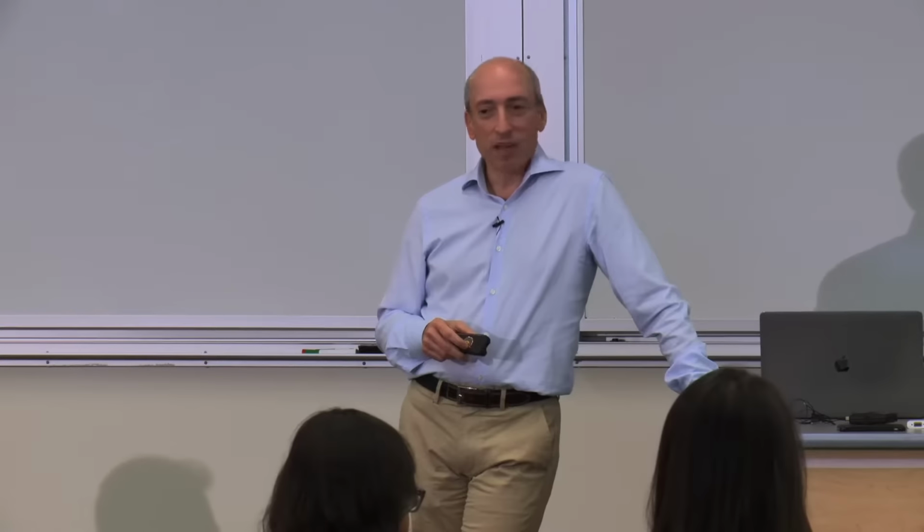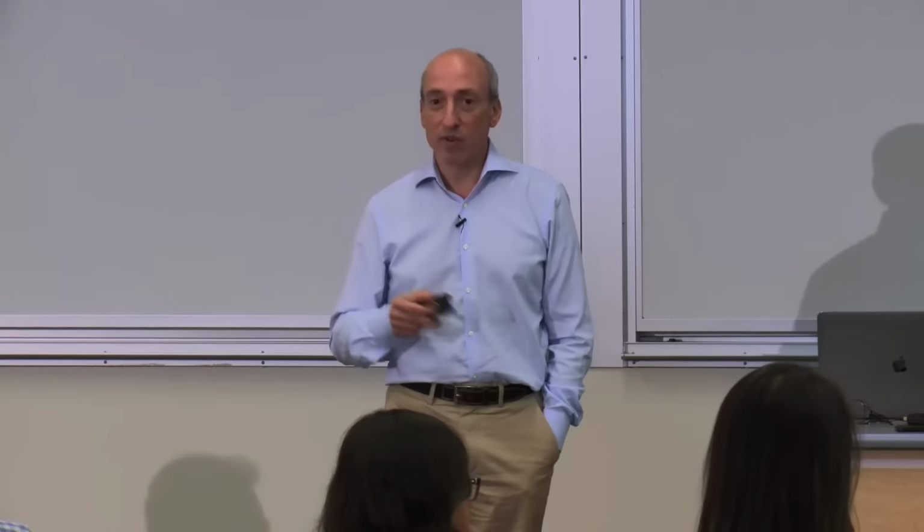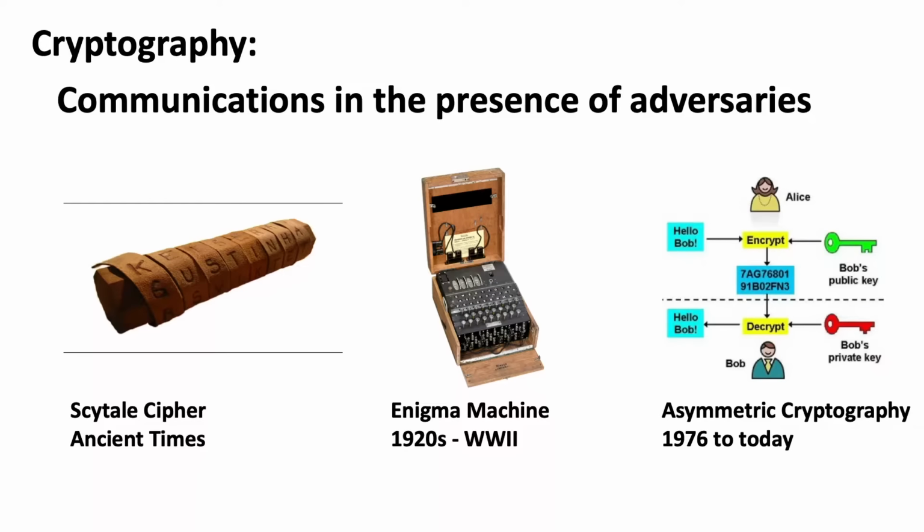About the British breaking into the German codes, even though they should have probably given more credit to the Polish government, which had probably broken into it in the 1930s. But Turing did great work. And then we're going to talk about asymmetric cryptography today.